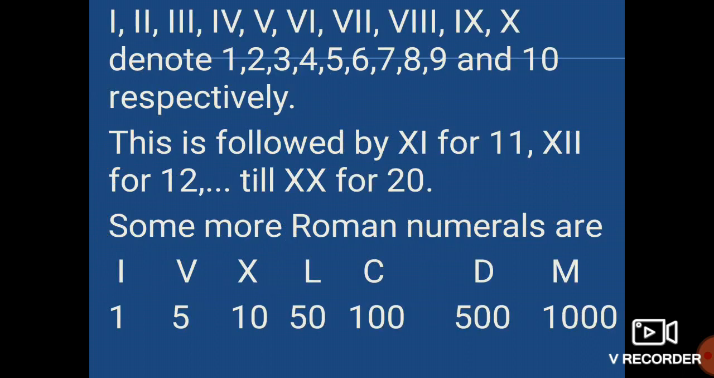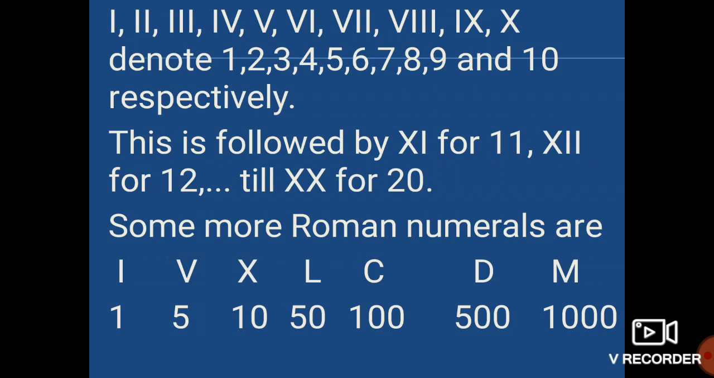So I, II, III, IV, V, VI, VII, VIII, IX, and X denote 1 to 10 respectively. So this is how we write the Roman numerals for 1 to 10. This is followed by 11 and 12, till XXX for 30. Let us see some more Roman numerals.